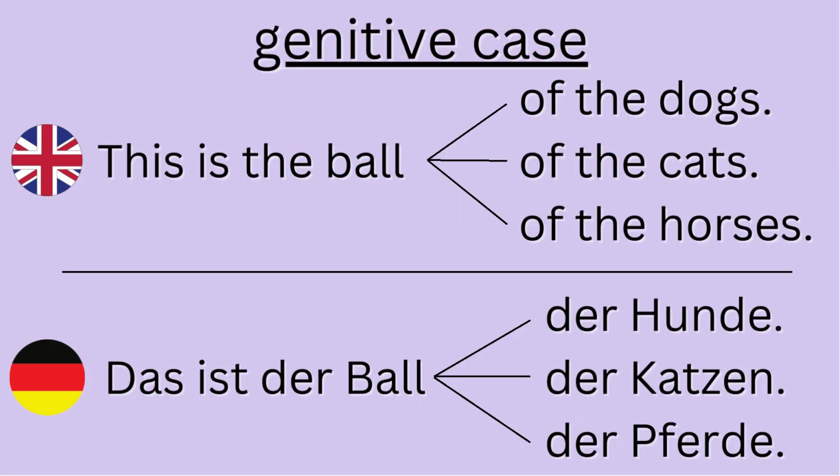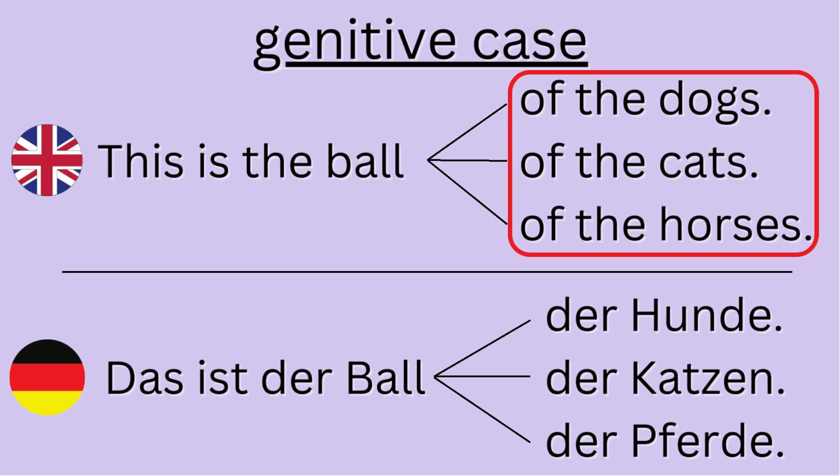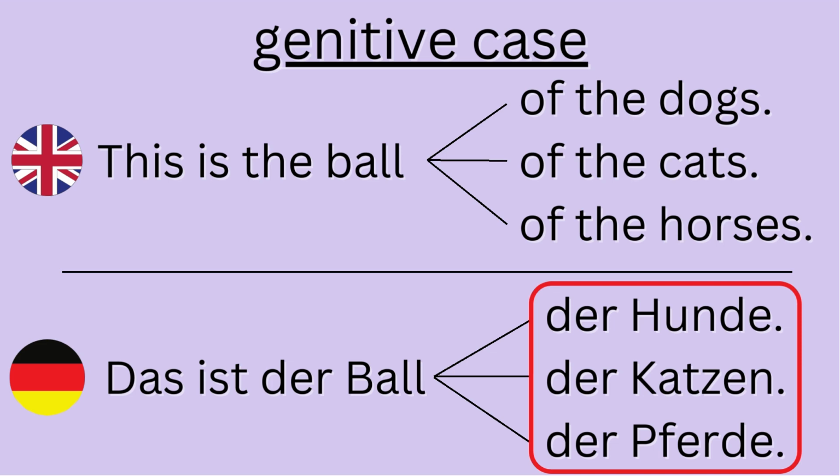Now the genitive case. So here we have a possessive add-on. So we could, for instance, say that this is the ball of the dogs, the cats, or the horses, right? So in German, that would be, das ist der Ball der Hunde. Das ist der Ball der Katzen. Das ist der Ball der Pferde. The only change from the nominative and the accusative case to the genitive case would be that the definite article changes from die to der for all three genders in the plural.